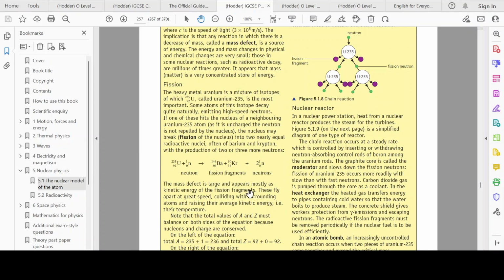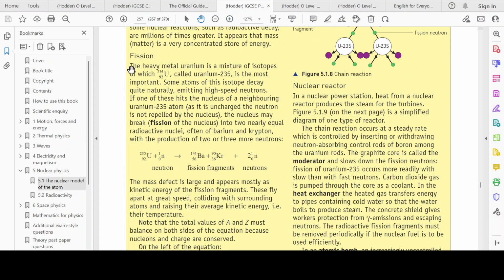The rest of the explanation is, so we see over here for fission, the heavy metal uranium is a mixture of isotopes of which uranium 235, so you can see that the mass is 235, is the most important, right? It's radioactive. Some atoms of this isotope decay quite normally. What is decay? We'll talk about it later, right? It releases energy and splits and forms other elements that are more stable and are not radioactive. Okay, that's what decay is. It happens over time.